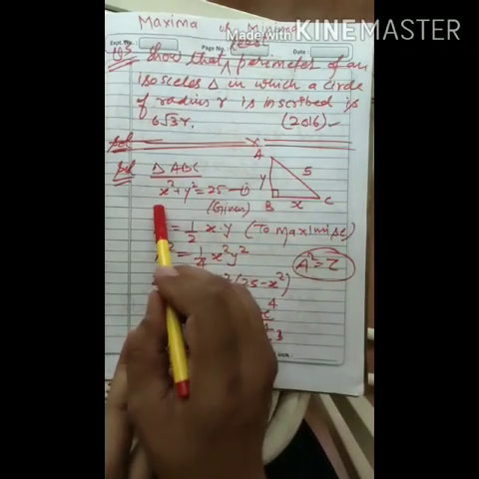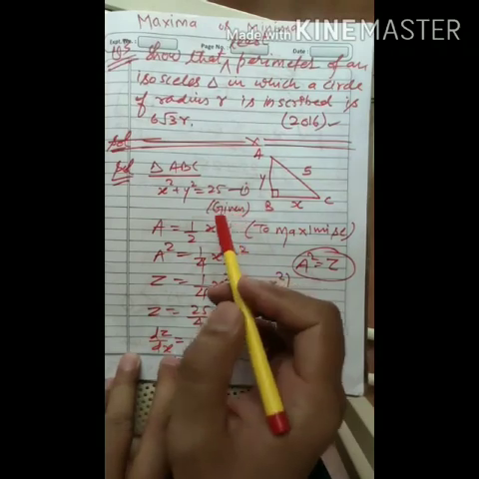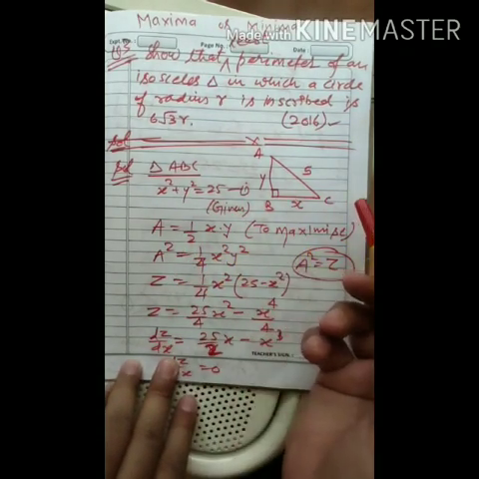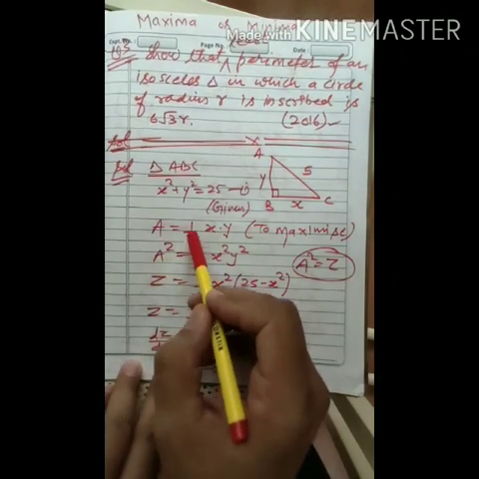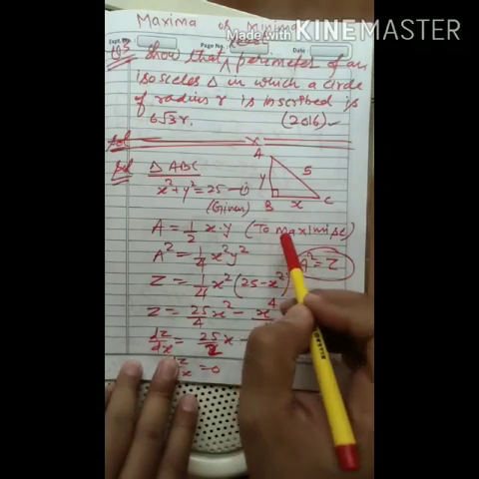So in this way, x square plus y square equal to 25. This is our given condition. Now the area of this right angle triangle is given by half base into height. So area equal to half base into height, and this area is to be maximized.